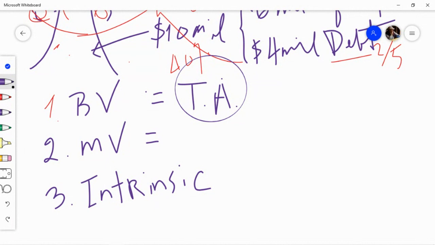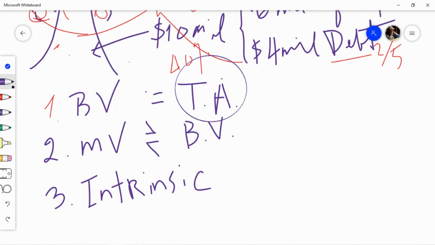In other words, most of the time market value will deviate from the book value. Market value will be greater than or less than book value, right?